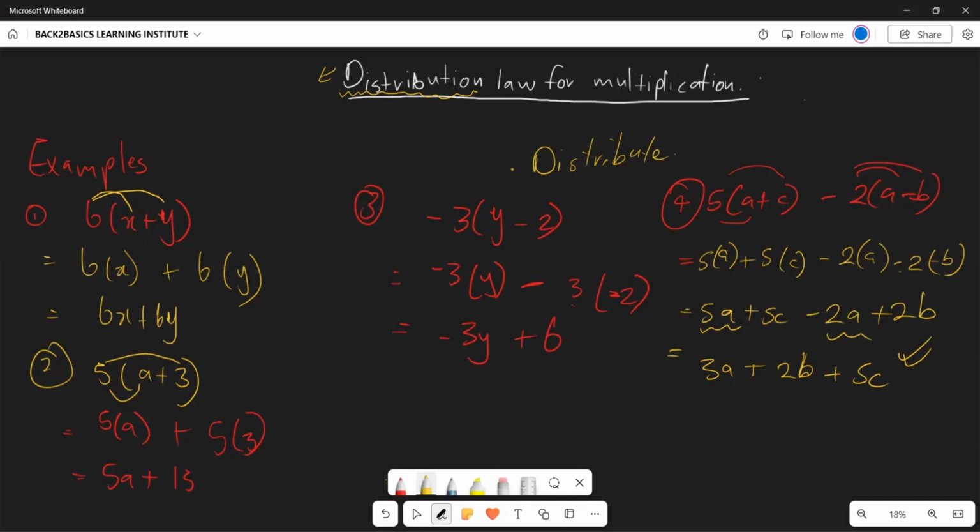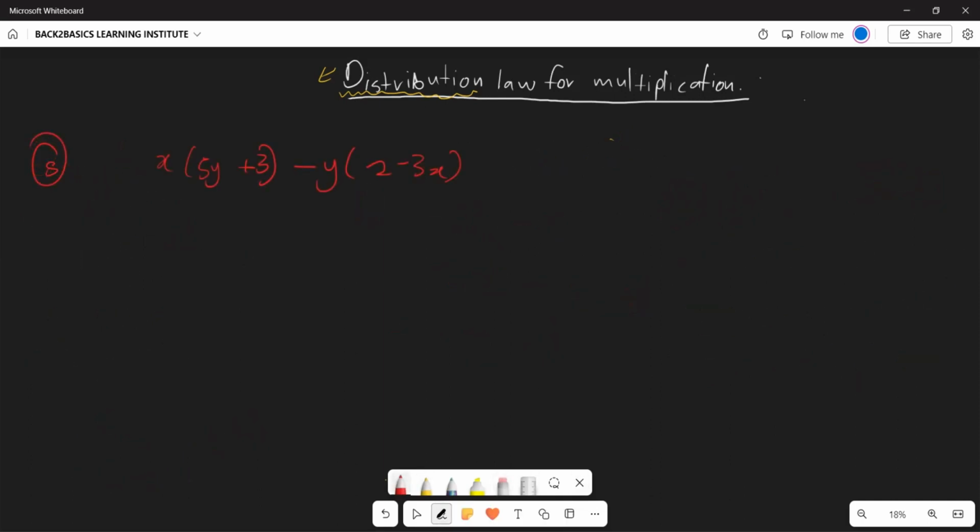So now let's make some space here so that we do number 5 using the distributive law. Now, what is it that we can do in example 5? Now, look, what you're going to do, you're going to do the same thing. You're going to multiply. So this is going to be same as what? This is going to be same as x into 5y. Remember, you start with this one and that one. Then you follow with this one and also this one, right? So this is going to be x into 5y plus your x into 3. Subtract your y into 2. And subtract your y into negative 3x.